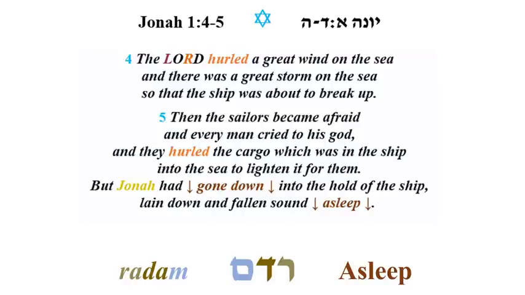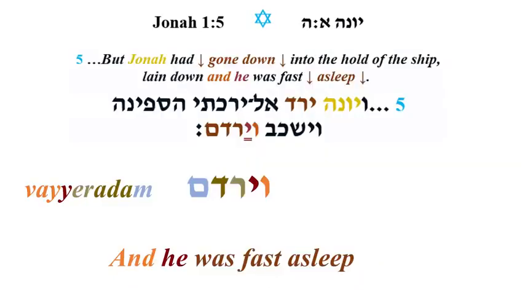The word asleep, well, here you see gone down again, and then now the word asleep. You go down into sleep, and you can look here, that word, it's all one word. It's like 1, 2, 3, 4, 5 words in one, and it's Vayeradam. The Vav in front is and, the Yod is he, and then the Resh Dalet is down, and then the Mem. So that Vayeradam means, and he was fast asleep.